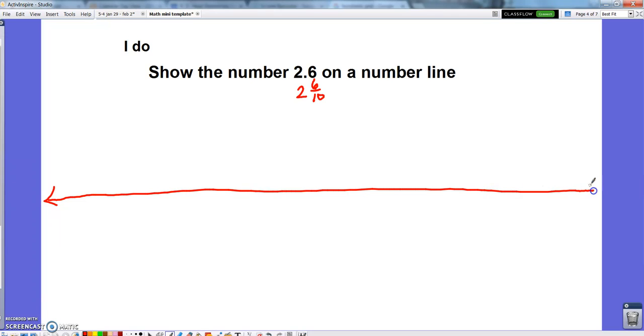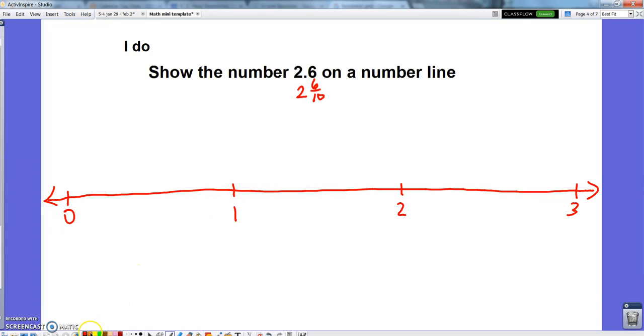So I won't be able to just make my number line from 0 to 1 now, because this is more than 1. I have to make my number line consist of more values. I've got to go at least up to 3 because this is more than 2 but less than 3. So I'm going to go all the way up to 3.